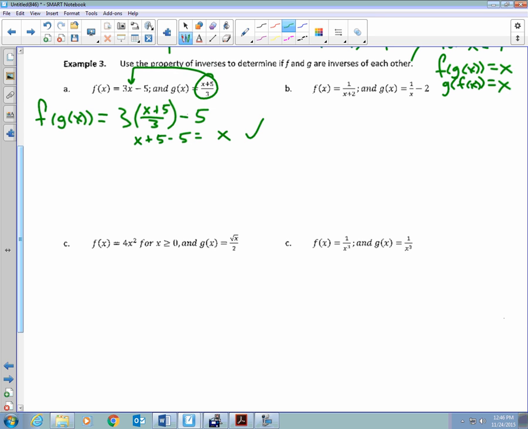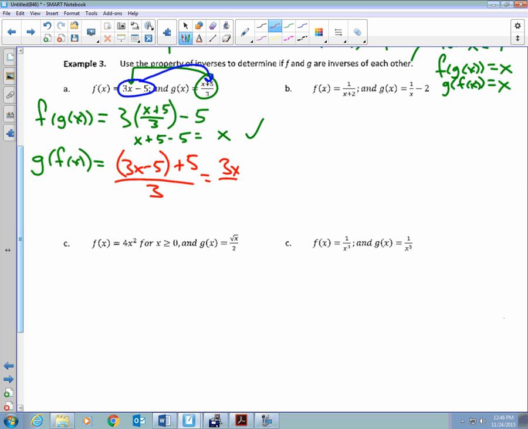Now, that's only one side. Composition is not commutative, so therefore you have to check both ways. G of f of x. So now I'll take f and plug it in for g. 3x minus 5 plus 5 divided by 3. What happens? Yes, they are inverses of each other.